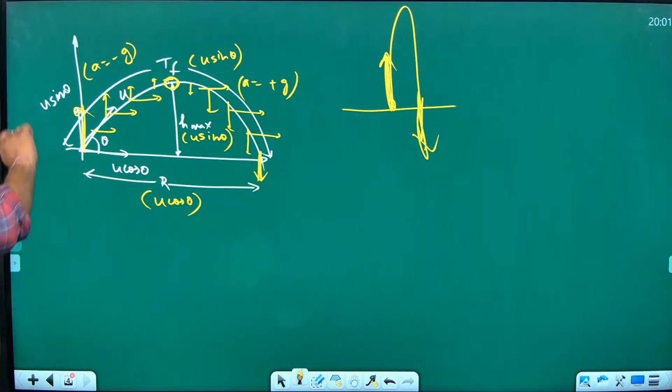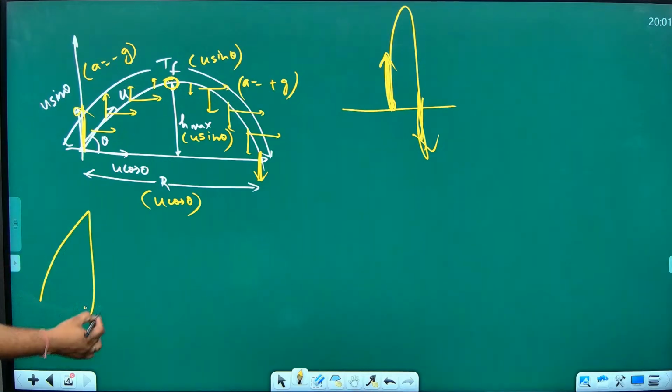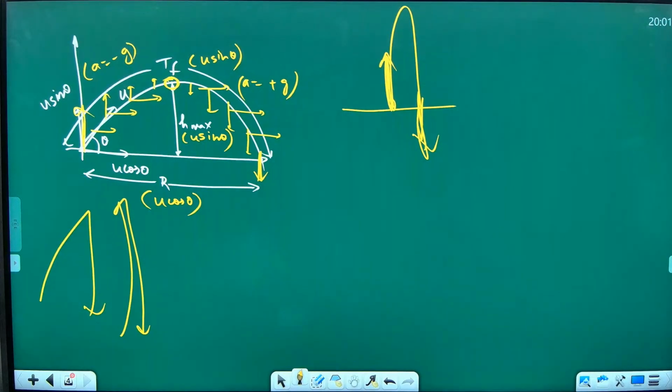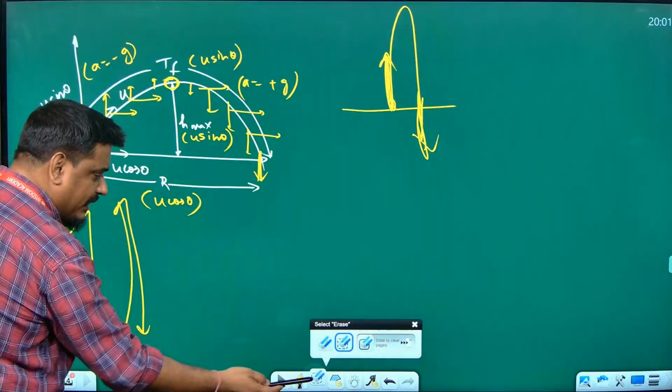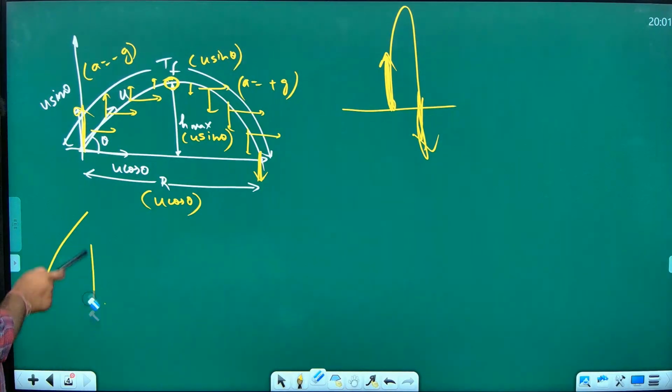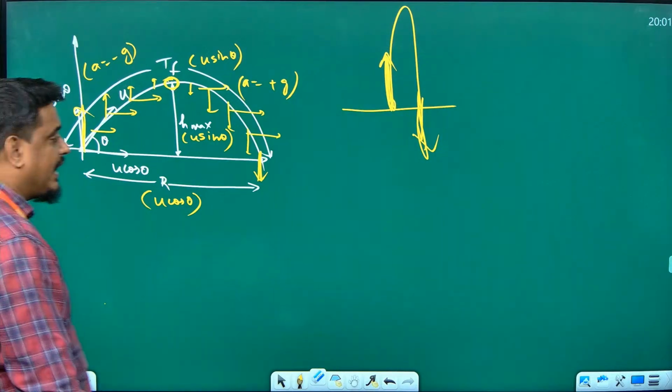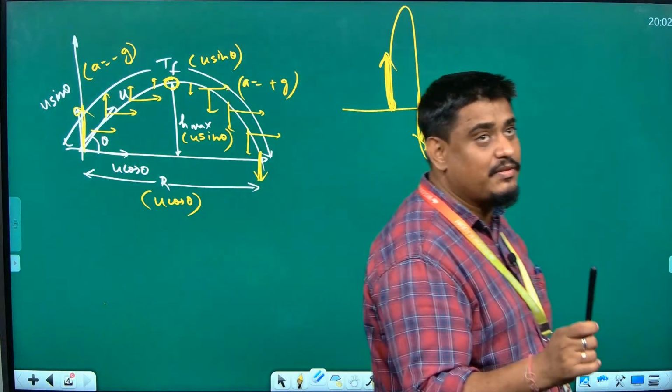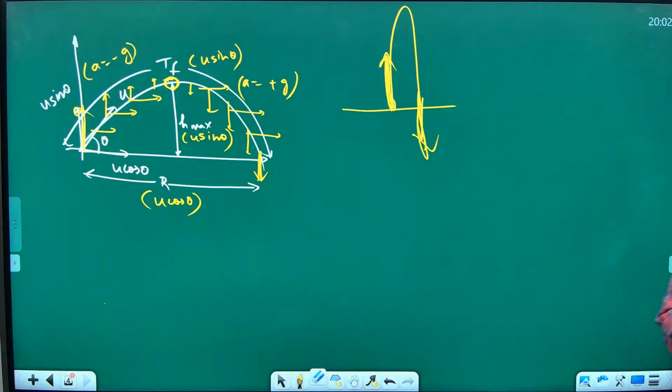Because of u sin theta only these things happen. Otherwise, it will go like this and fall down like this. A simple way to remember: when we are going to derive time of flight, we are going to use u sin theta. When we are going to derive h max, we will use u sin theta. But when we are going to derive range, we are going to use u cos theta.